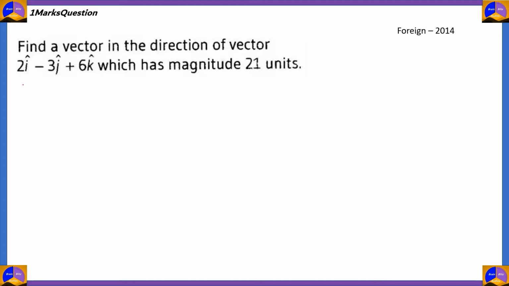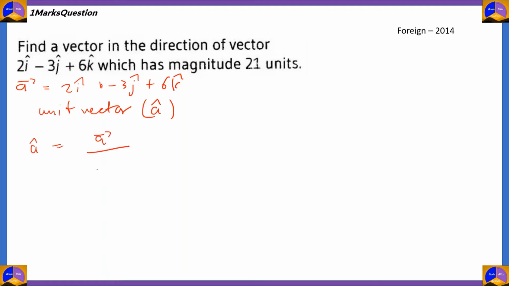So we consider vector A as 2i minus 3j plus 6k. So this is our vector A. We need to find the unit vector A cap. And how do you find A cap? A cap is equal to A bar divided by modulus of A bar. So vector A divided by magnitude of vector A. How do you find the magnitude of vector A?